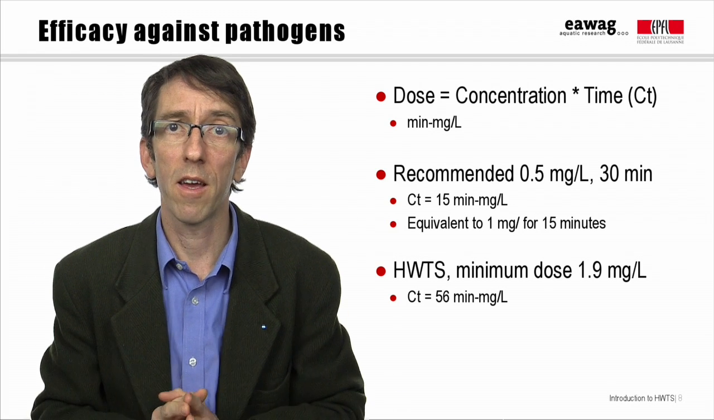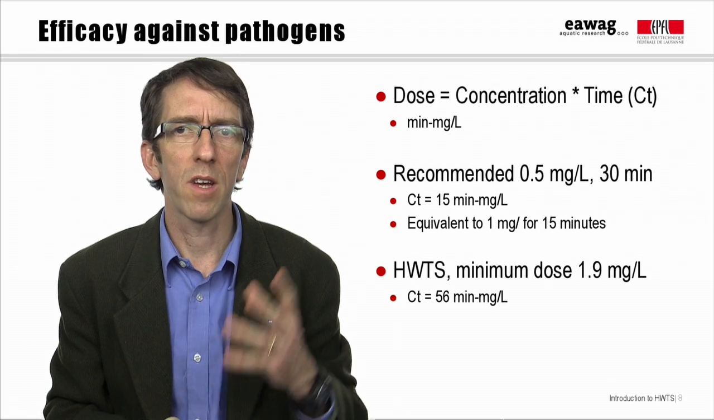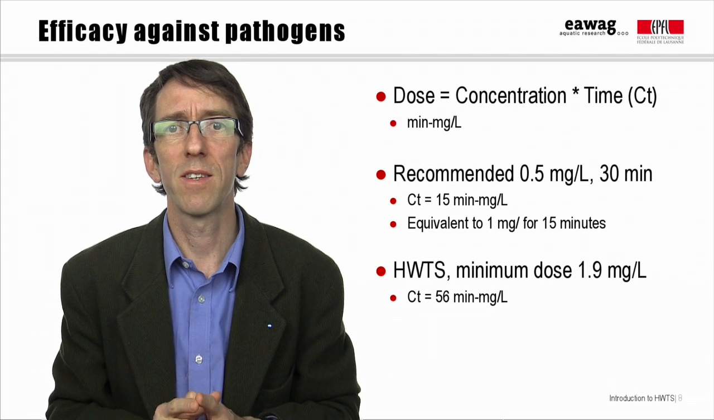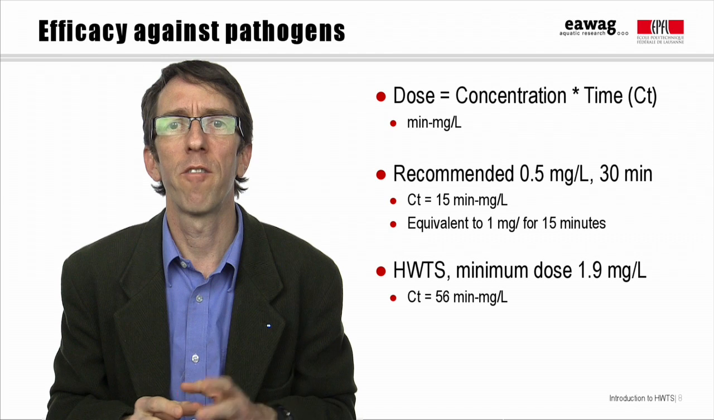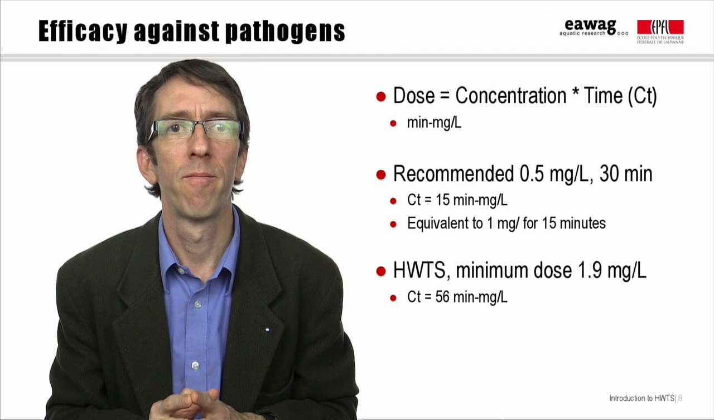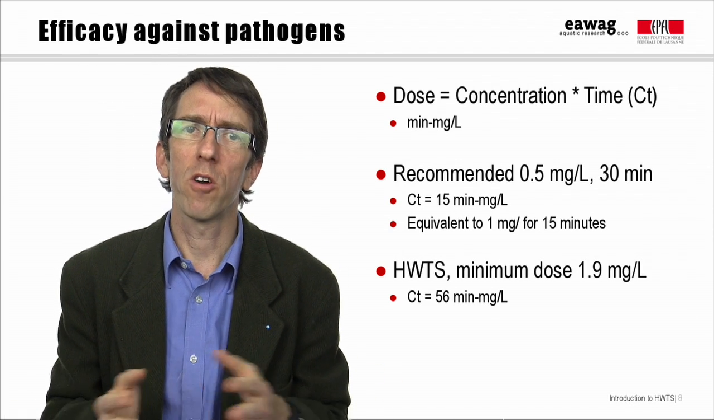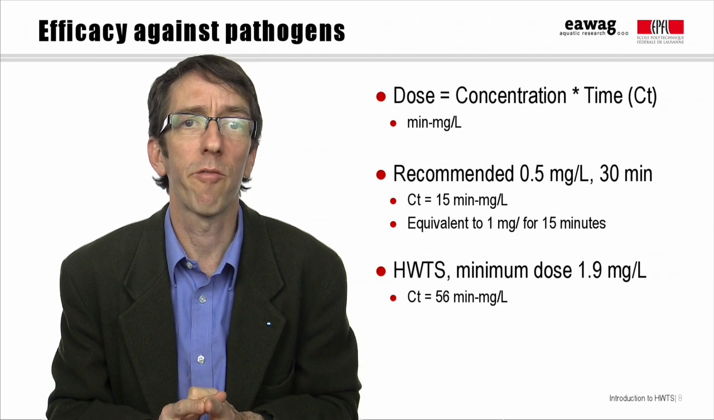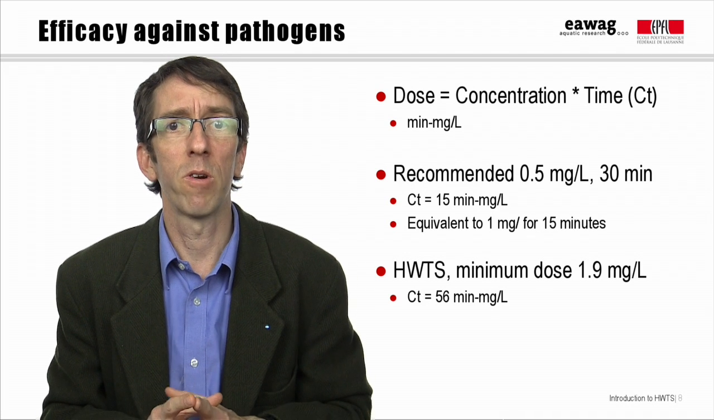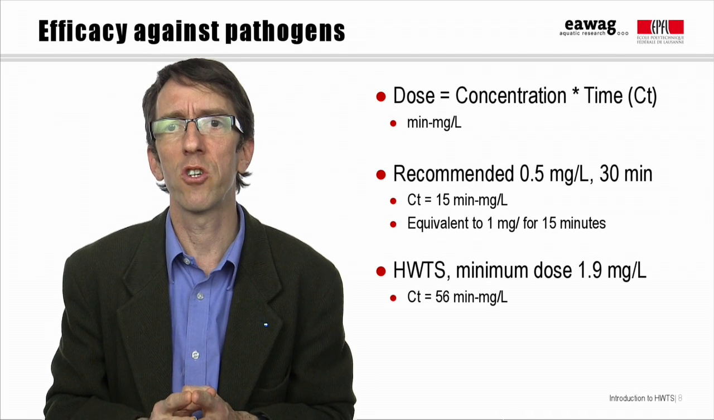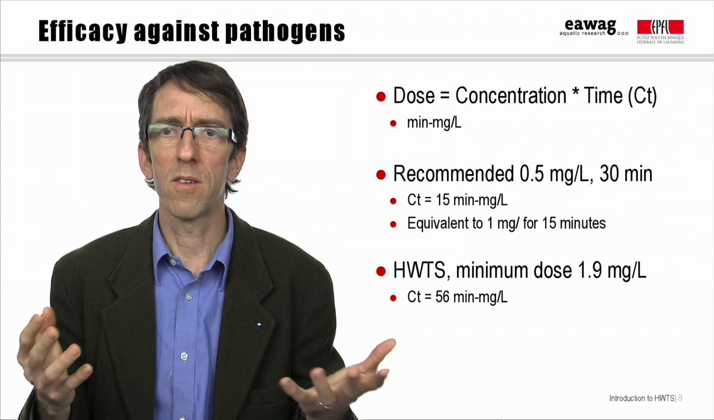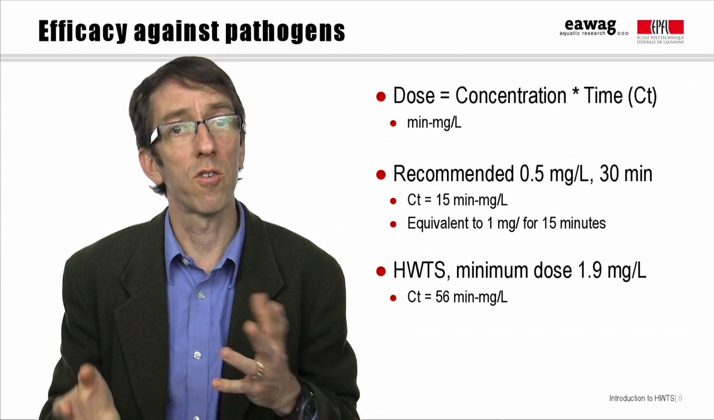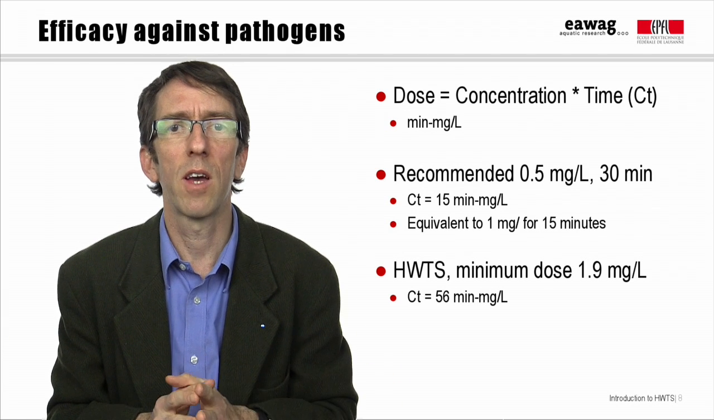Chlorine efficacy, like other disinfectants, is a combination of the concentration and the time of exposure. For chlorine, the dose can be expressed as a CT value in units of minute milligrams per liter. For conventional drinking water treatment, a common goal is to have a residual of 0.5 milligrams per liter free chlorine in contact with water for at least 30 minutes to ensure a good pathogen kill. Multiplying these together gives a CT value of 15 minute milligrams per liter, which is also equivalent to 15 minutes at 1 milligram per liter.